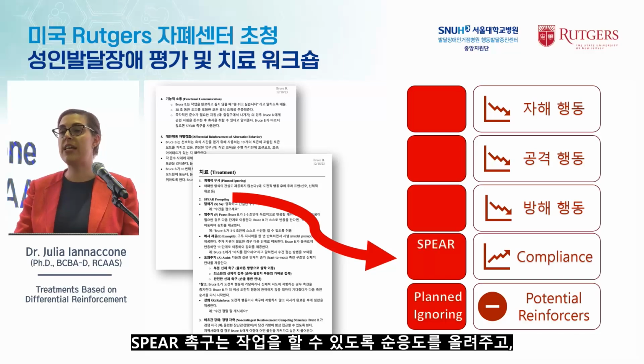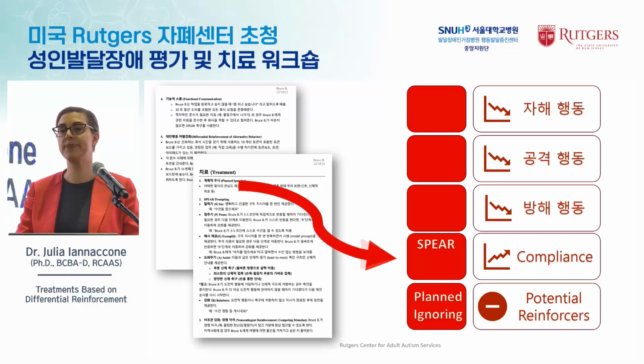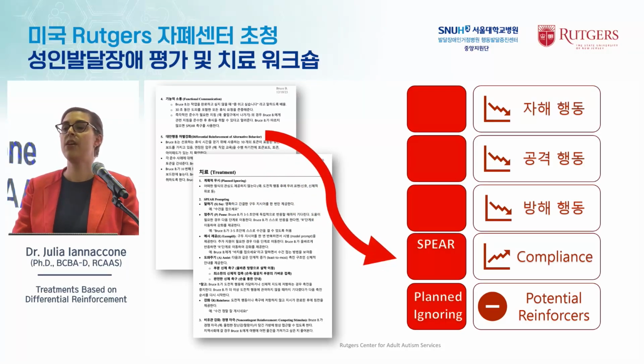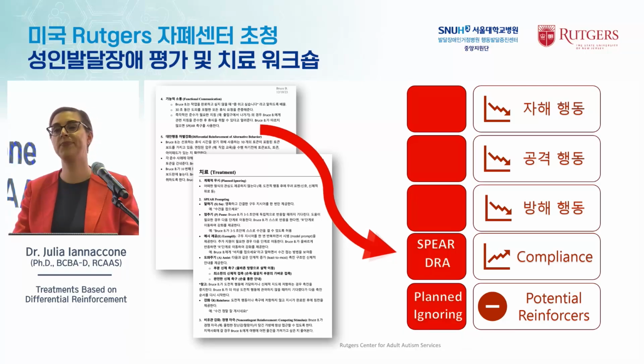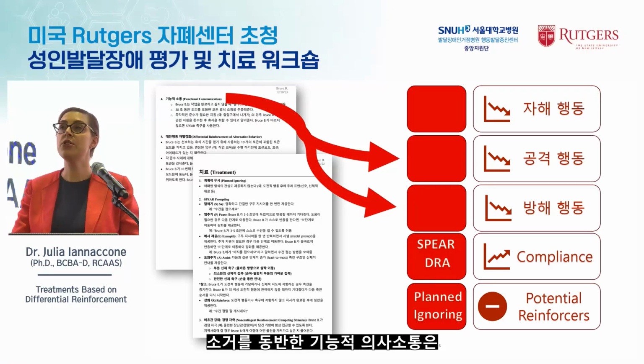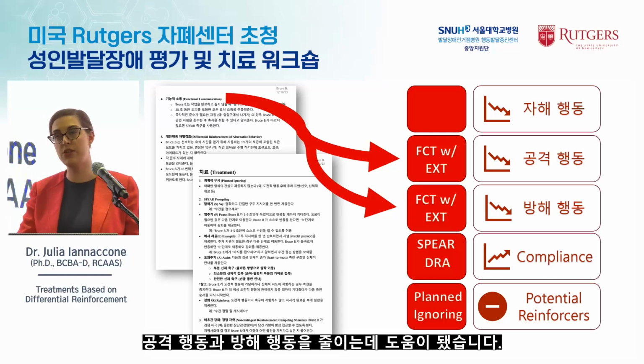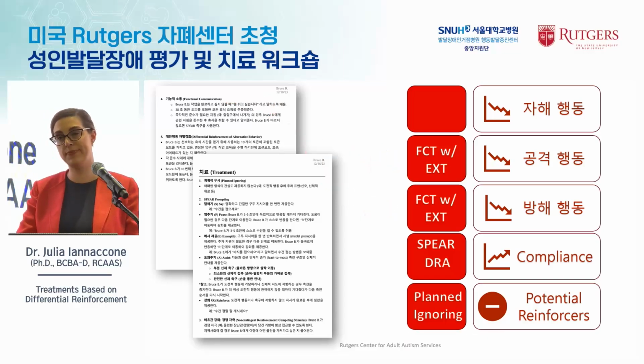Spear prompting is helping us increase compliance and making sure that he gets work done. The differential reinforcement of alternative behavior, the last component, is also helping increase compliance. Functional communication with extinction is helping us to decrease aggression and disruption.